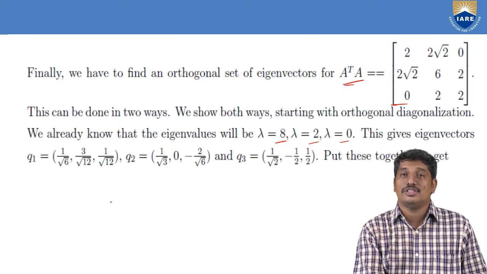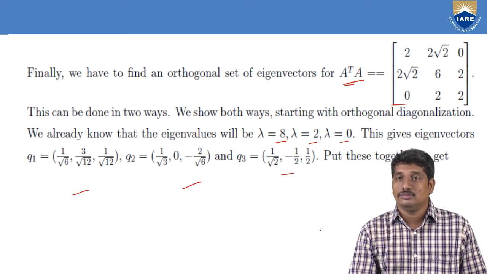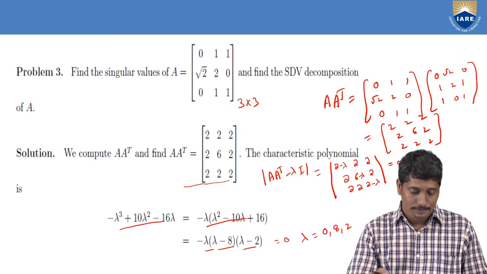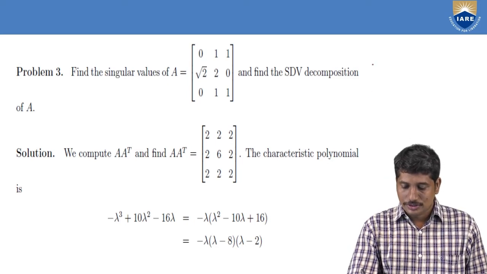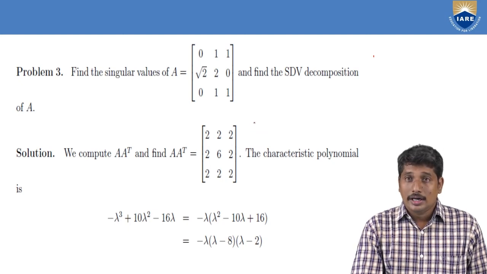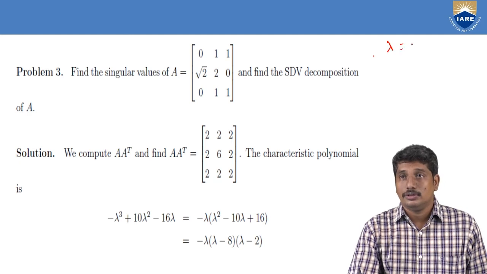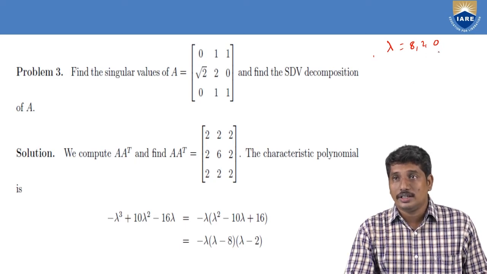For the matrix A transpose A, the eigenvectors will be, after normalizing, Q1, Q2, Q3. Let us see how we'll obtain those matrices. Let's go back to the previous slide. Yes, when we have A into A transpose, the eigenvalues of A into A transpose are lambda equal to 8, 2, 0. Now, I'll explain how to get the eigenvector with the help of eigenvalue 0.